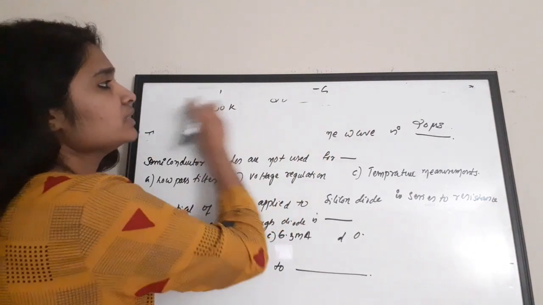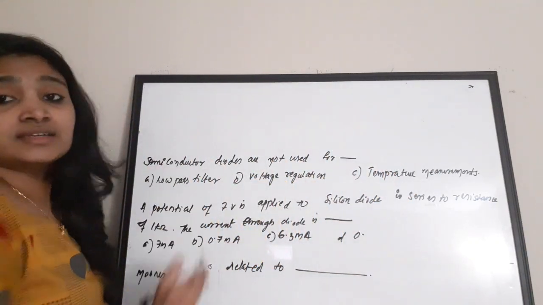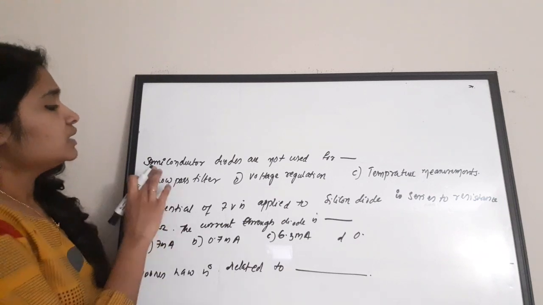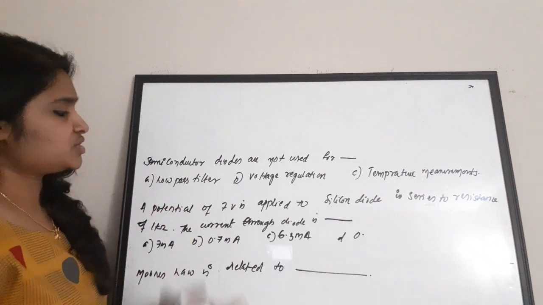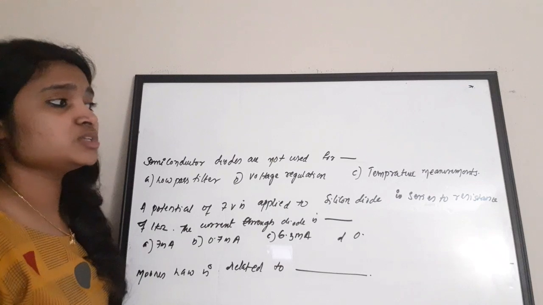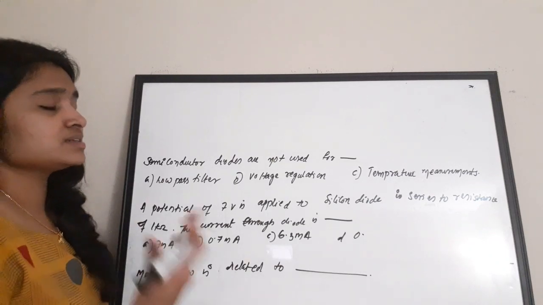Next question. A lot of very basic questions were there in the technical assistant question paper, and also there were some tricky questions. Next question is, semiconductor diodes are not used for dash. A, low pass filter, B, voltage regulator, C, temperature measurements. And there was one more option, which I just skipped.